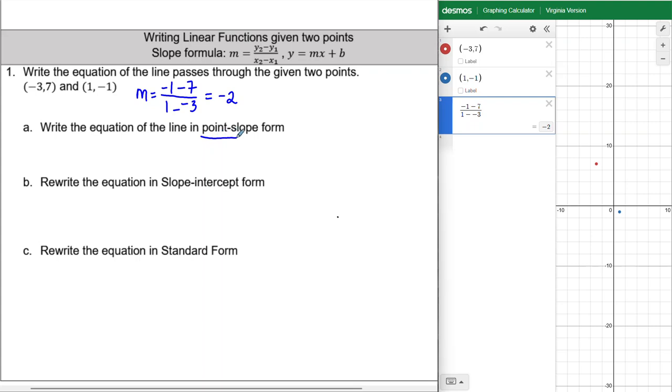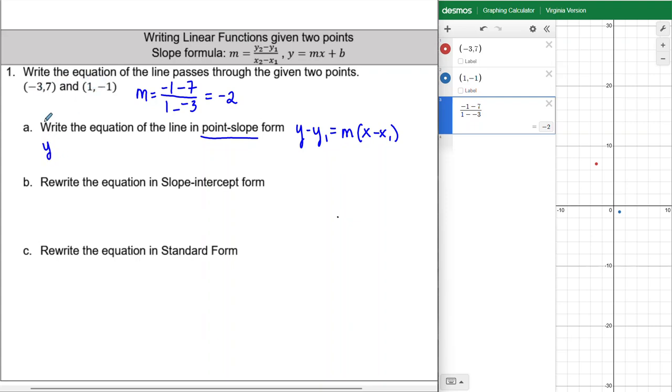So remember, for point slope form, you will do y minus y1 equals the slope times x minus x1. This is a formula you have to memorize, okay? Keep it there. All right, so the point I'm going to plug in, you can choose either point, the first point or the second point, it doesn't matter, it's still going to work.